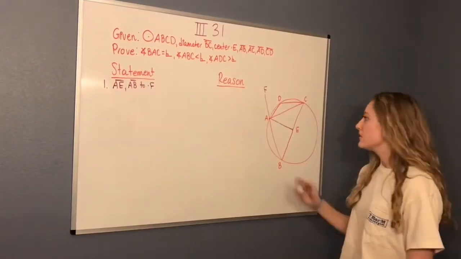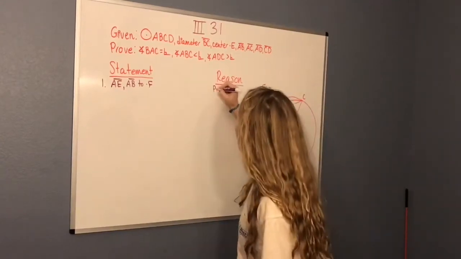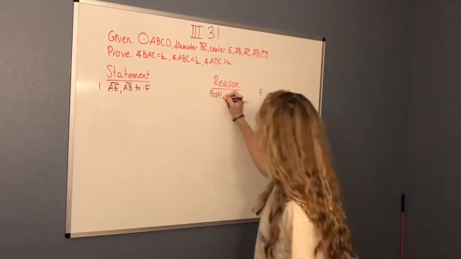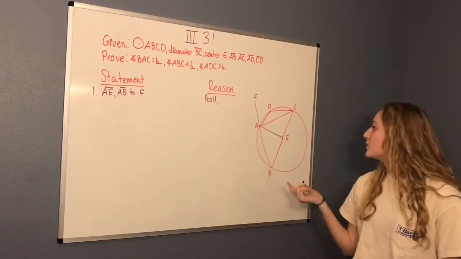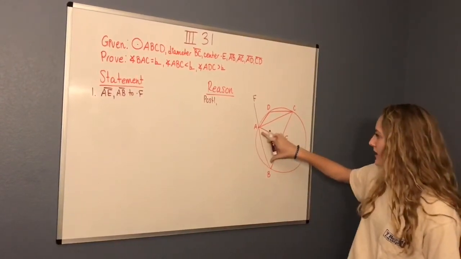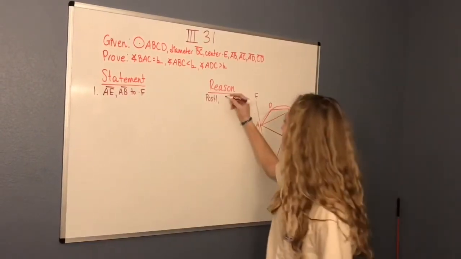And the reason for the first one is Postulate 1, which says that if you have two given points, you can just connect the dots. And the reason for the second one is Postulate 2, which says that if you have a given line, you can continue that line to a point, which is point F.